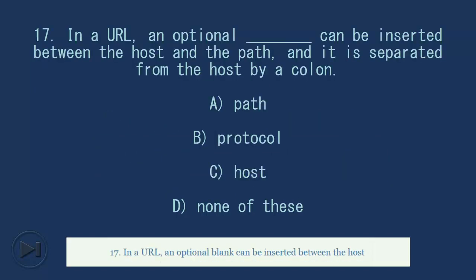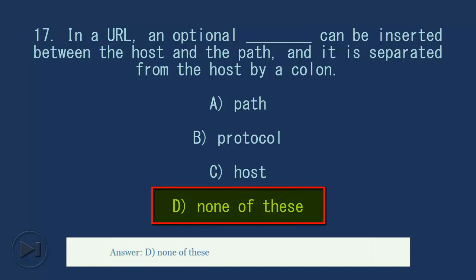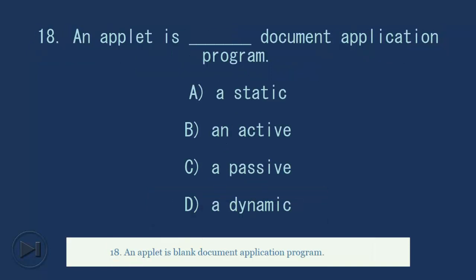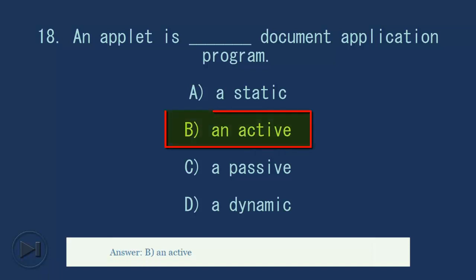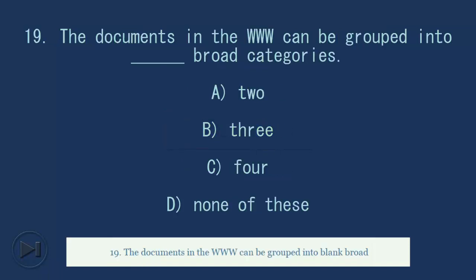17. In a URL, an optional blank can be inserted between the host and the path, and it is separated from the host by a colon. A. Path. B. Protocol. C. Host. D. None of these. Answer: D. None of these. 18. An applet is blank document application program. A. A static. B. An active. C. A passive. D. A dynamic. Answer: B. An active.